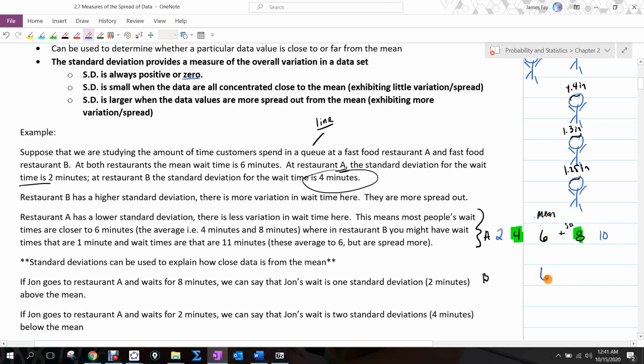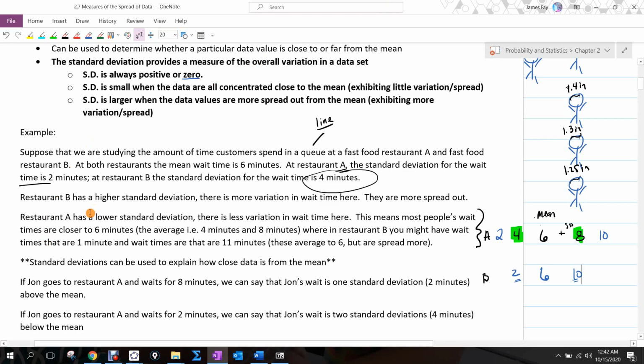Restaurant B, because we have a standard deviation of 4 minutes. I'm not going to use two standard deviations because it's going to get me to a negative time, which doesn't make a whole lot of sense in this situation. But at one standard deviation, now I've got people waiting between 2 and 10 minutes. So my data is more spread out than what it was here when I was waiting from 4 to 8 minutes. So that's the argument that's going on there.